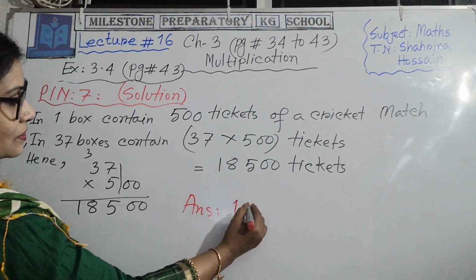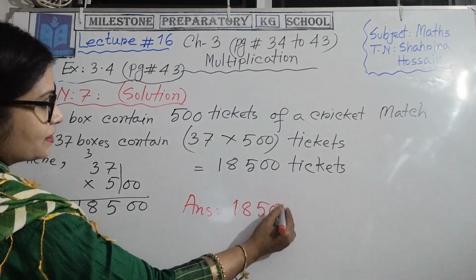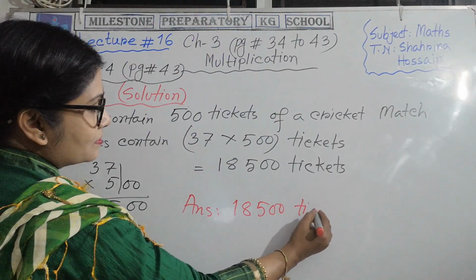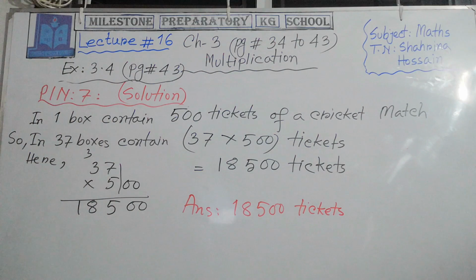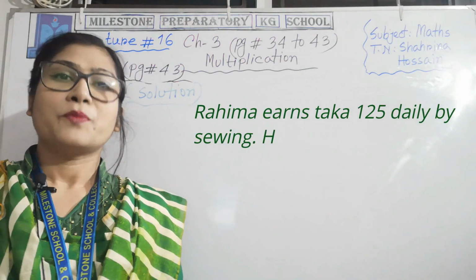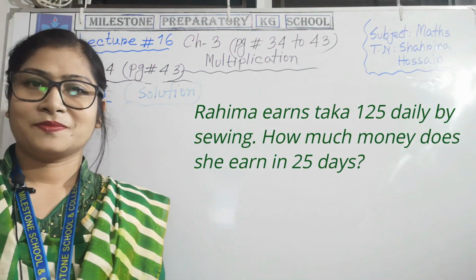Answer: 18,500 tickets. Do you understand? I hope so. You have understood. Problem number 8.